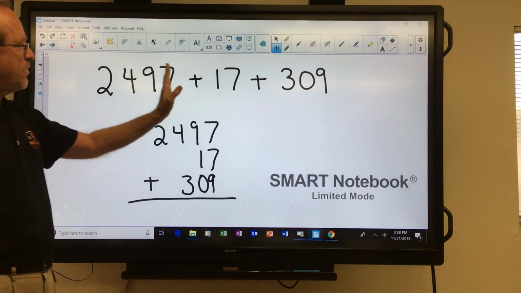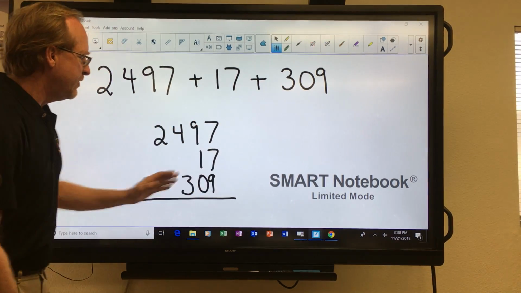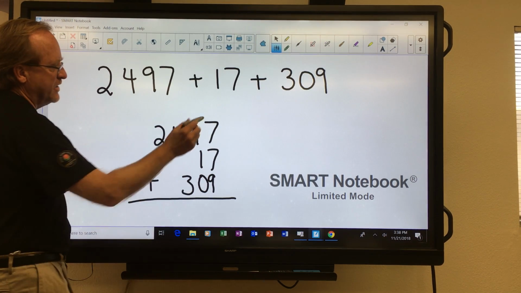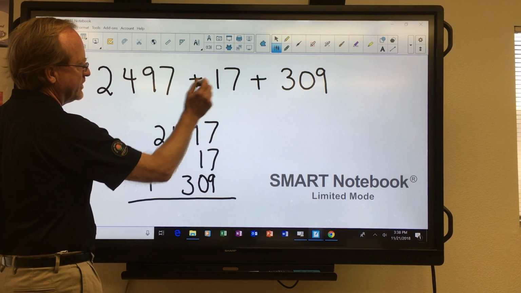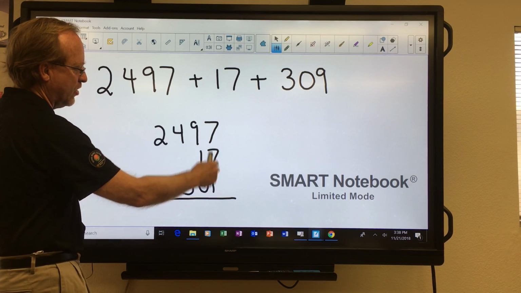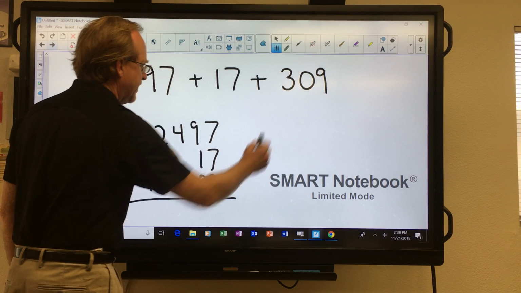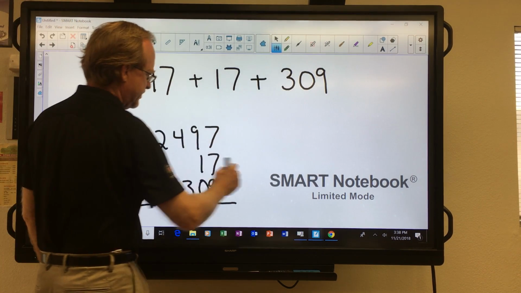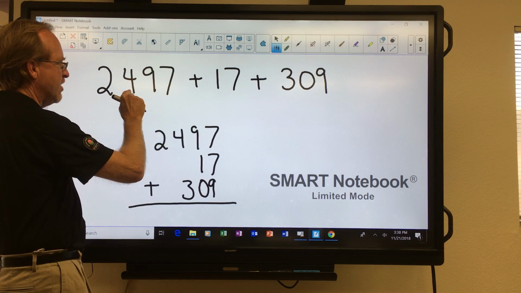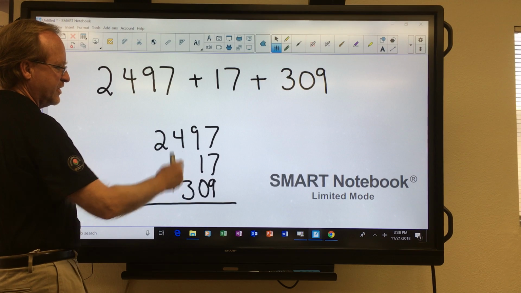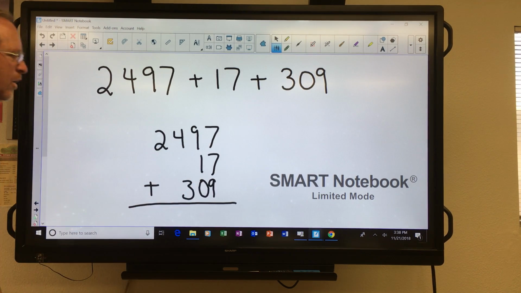Last, when you're adding numbers, remember that you have to line them up. And what I mean by that is the ones have to line up to the ones. Notice how I've been very careful here to make sure my ones are all lined up, 7, 7, 9. My tens are all lined up, 9, 1, 0. See how I lined those up? Here I have a 4 and a 3. That's my hundredths spot, and I've lined those up. So be careful that you line them up when you're doing your addition.